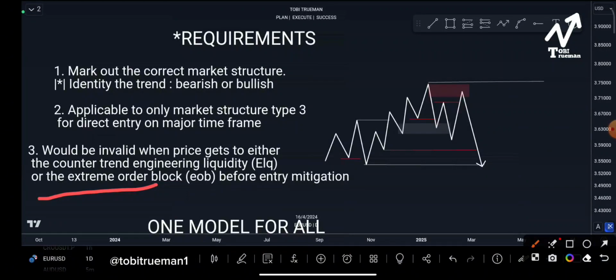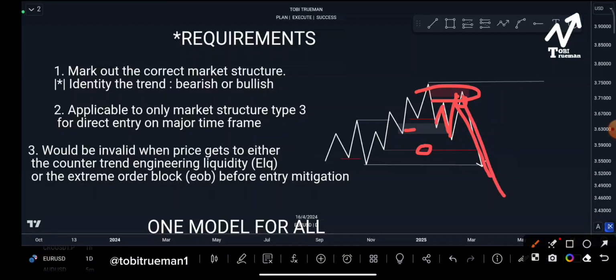So there are sometimes, this is an illustration here. This particular one is engineering liquidity, and then this is the extreme order block. Price has just given this type of reaction, failed it, then tapped onto this particular point before it now continued to sell. So what price will be doing is to come and then counter trend and sell to this particular structure.